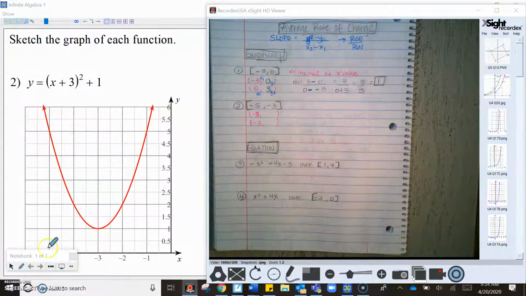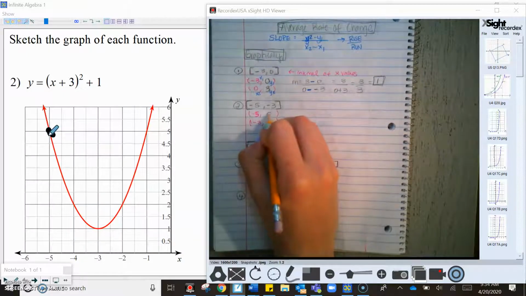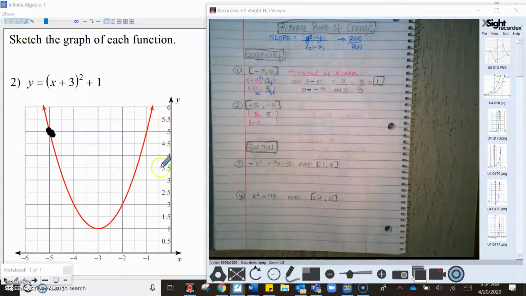I'm going to say, okay, -5. Here's the point that's on my graph. What's the ordered pair of that point? That's at (-5, 5). Then we have an x value of -3. Here's the point on the graph. What's the y value of that point? It's at 1.